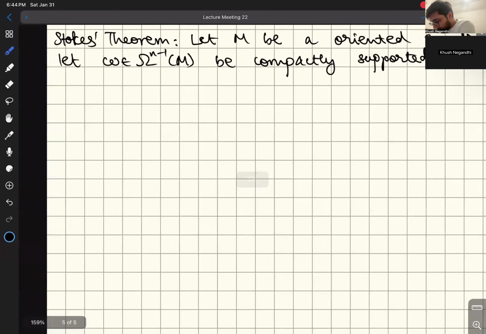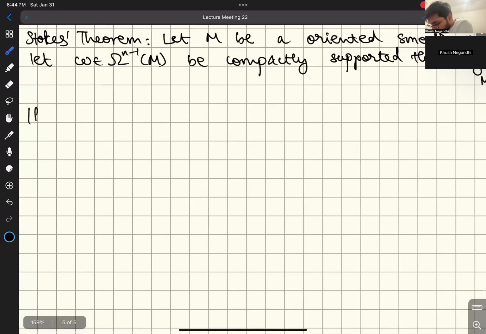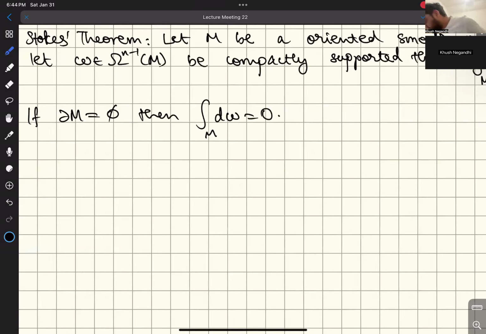Moreover, one more thing to note is that if the boundary of M is empty, then the integral over M of d omega is equal to 0, right? So what this tells you is that if you have an exact form on a manifold without boundary, then the integral of its derivative must be 0, right?